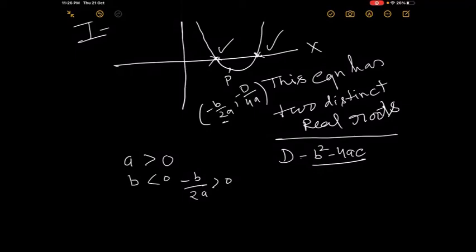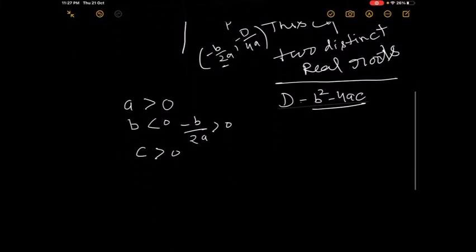And what about c, the constant term? Suppose somewhere it cuts the positive side of the y-axis, right? So c is also greater than 0. When x is 0, c is greater than 0, because that value is positive when y is positive. So this is the first case.